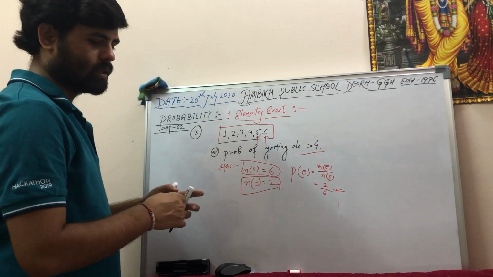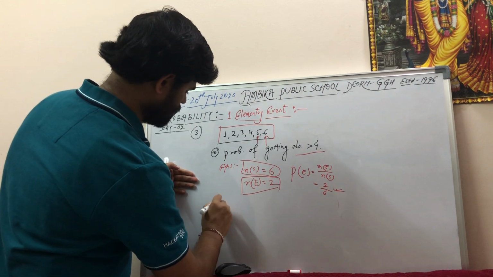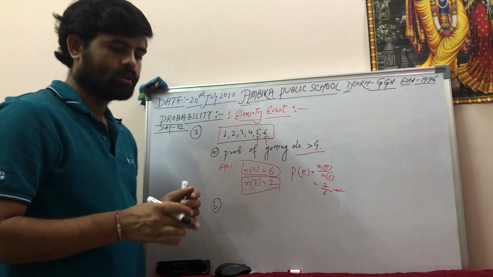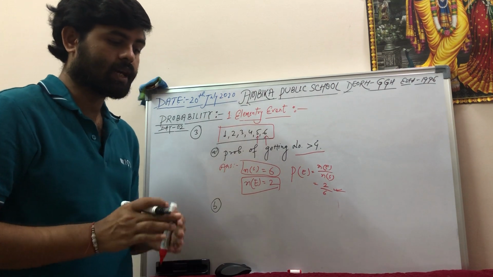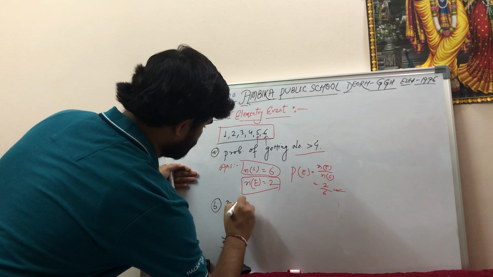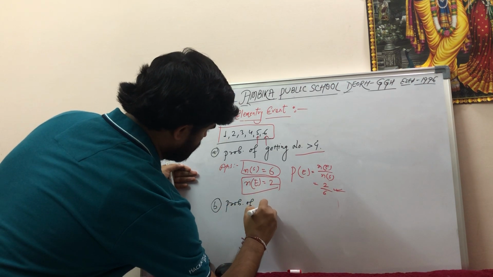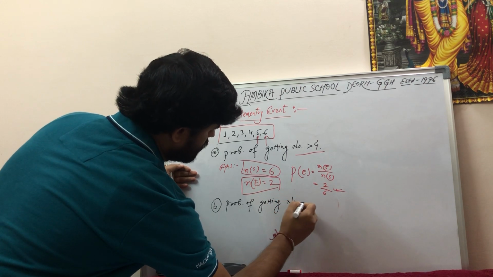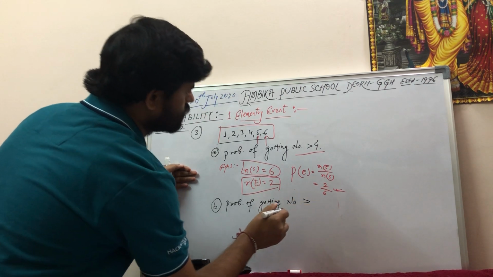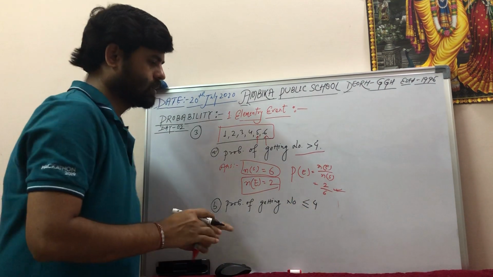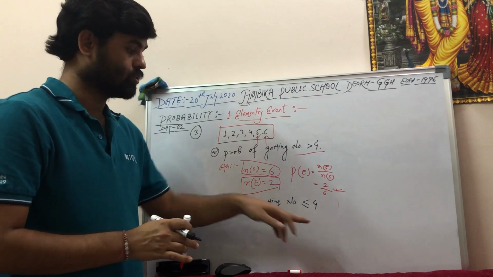Okay, I will take another question. In the same question, the B part is there. The second part is, what is the probability of getting a number less than or equal to 4? See the question: less than or equal to 4.